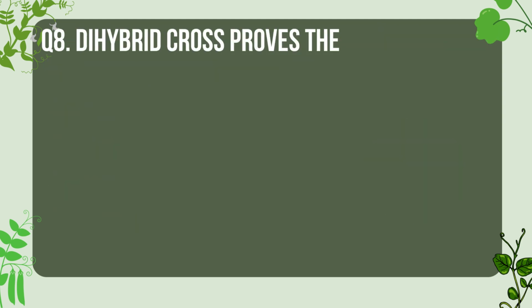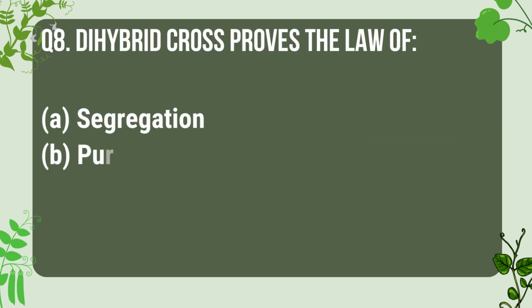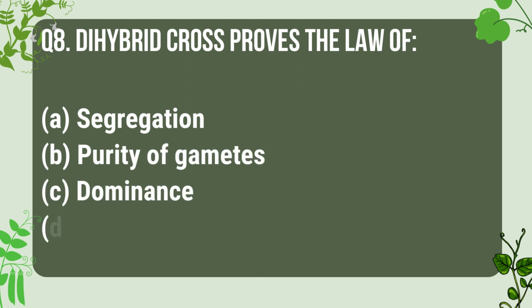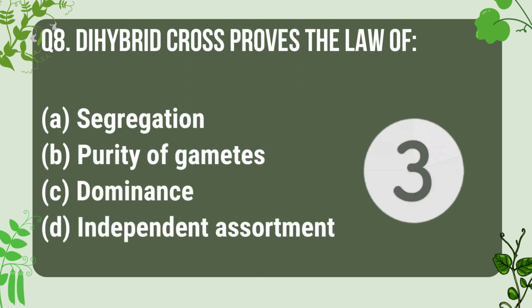Dihybrid cross proves the law of A. Segregation. B. Purity of gametes. C. Dominance. D. Independent assortment.